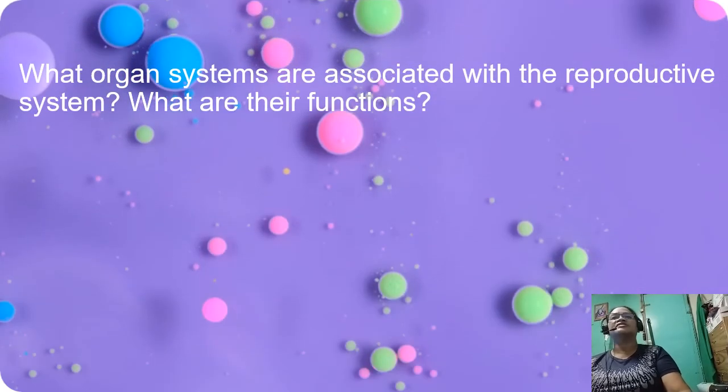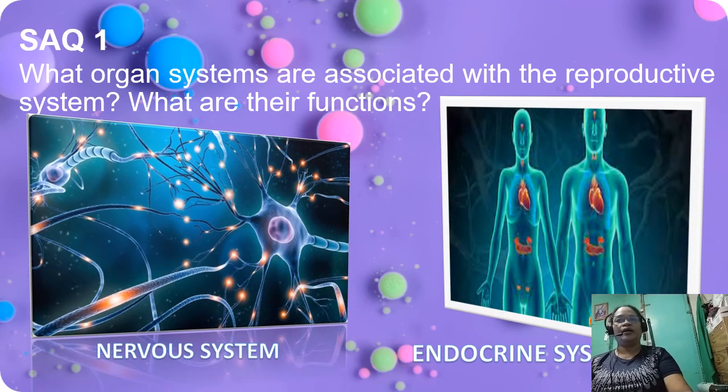What organ system is associated with the reproductive system and what are their functions? That is our self-assessment question number 1. Well then, the answer is the nervous system and the endocrine system.